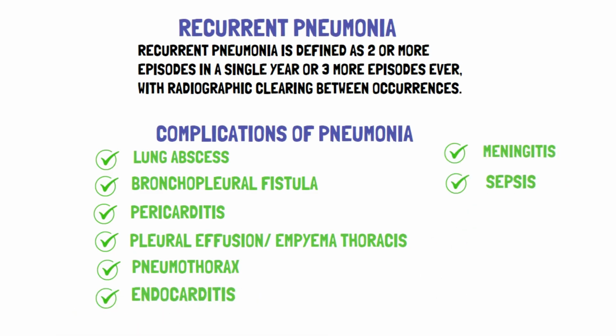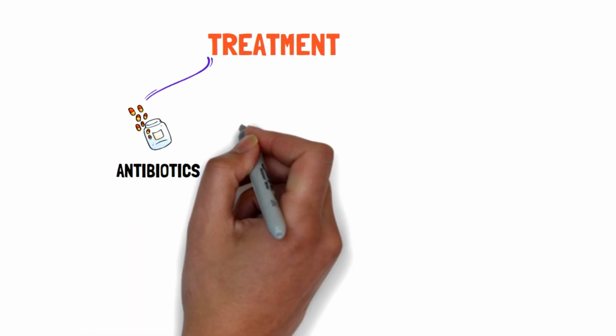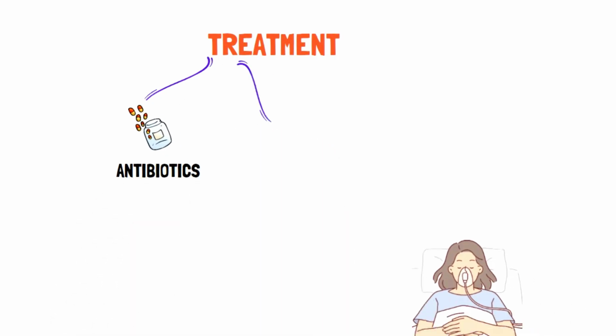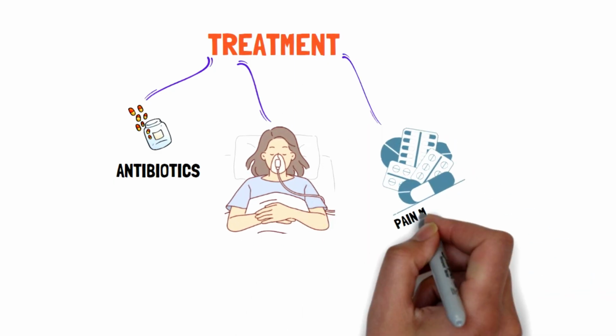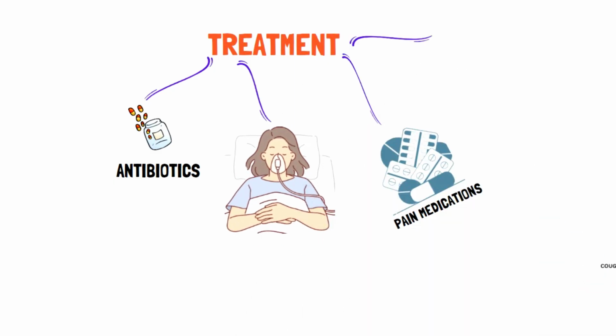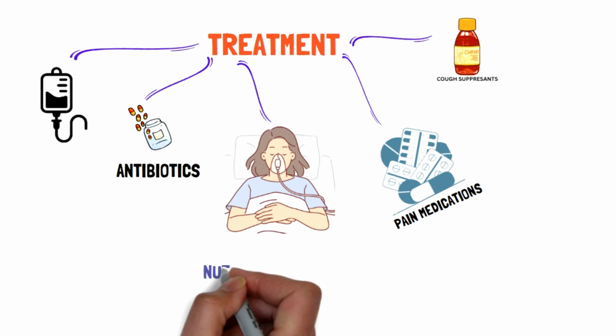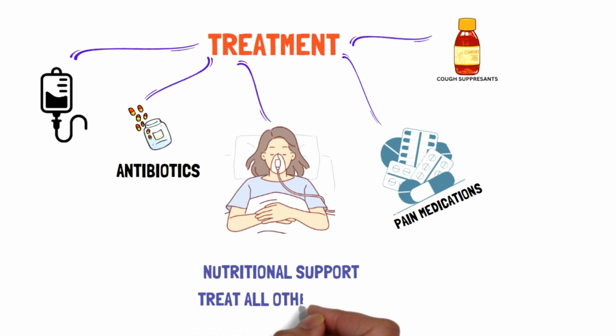So what's our mode of treatment? We want to give antibiotics depending on the type of pneumonia and the microbe that may be involved. We also do other supportive care such as giving oxygen for low oxygen saturation, giving pain medications, cough suppressants, and we also hydrate and offer nutritional support. As well, we have to treat all other complications that may be present.